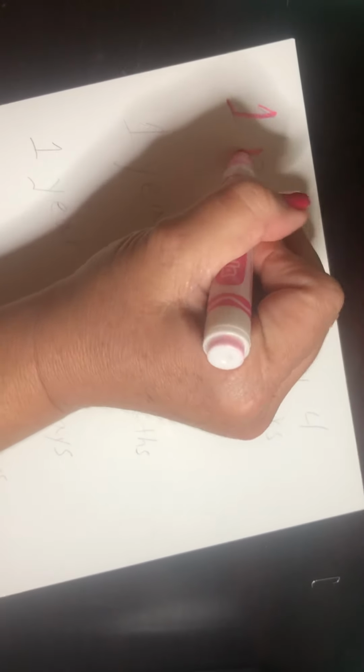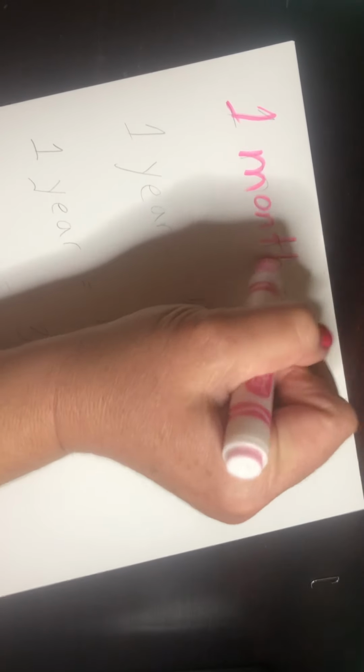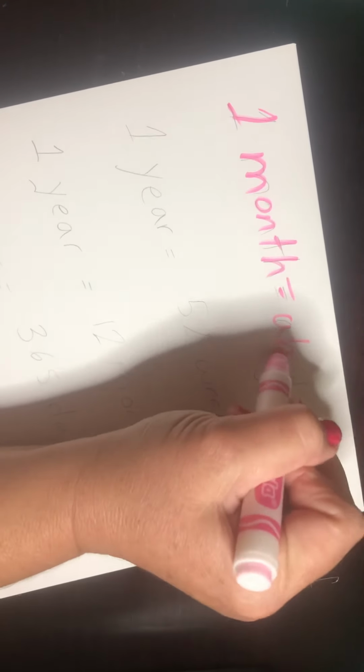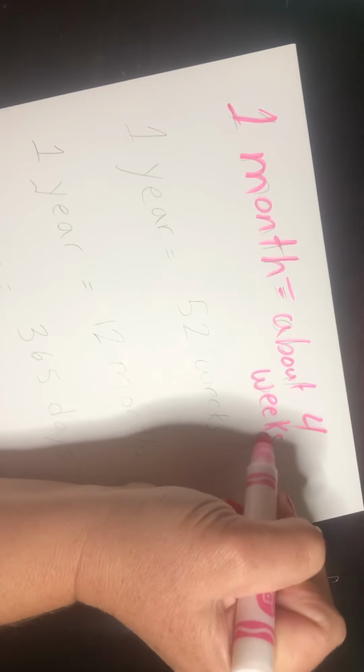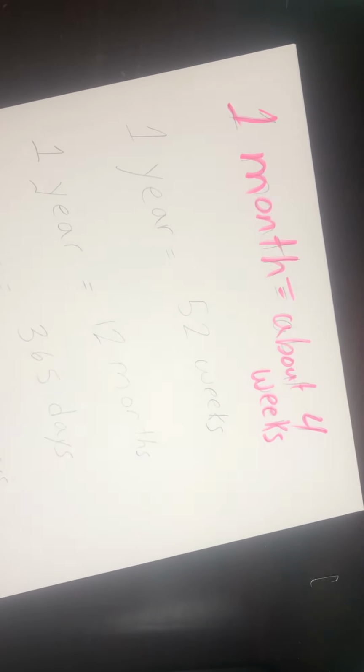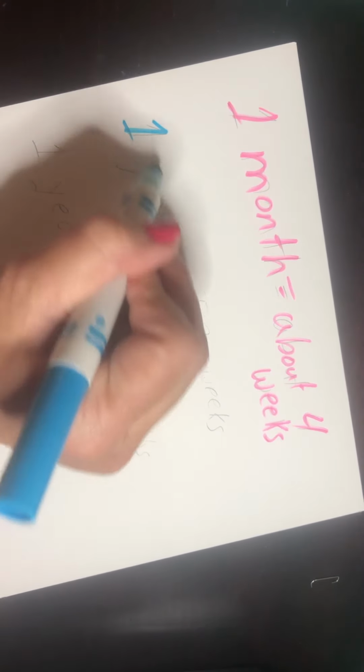I'm going to add on some more. So now let's get a little bit deeper into it. So we did minutes, hours, days, and weeks. And now we're going to do 1 month. And 1 month is about 4 weeks. So remember, each month has a different set number of days. Some have 30, 31. February, this last one, we had our leap year.